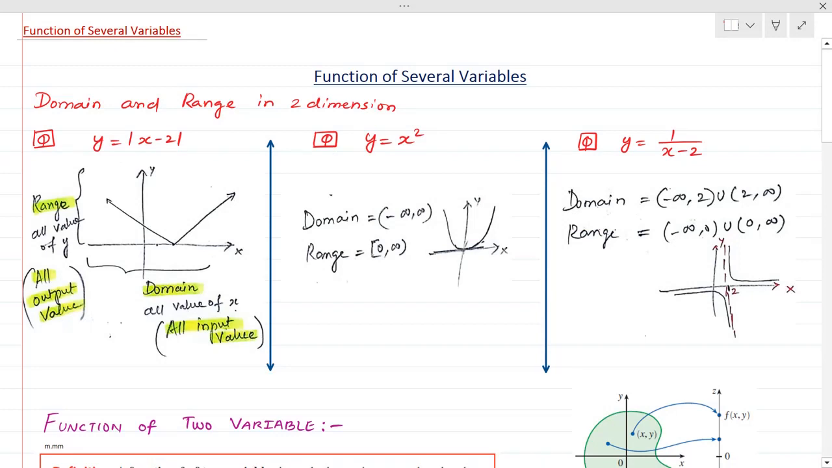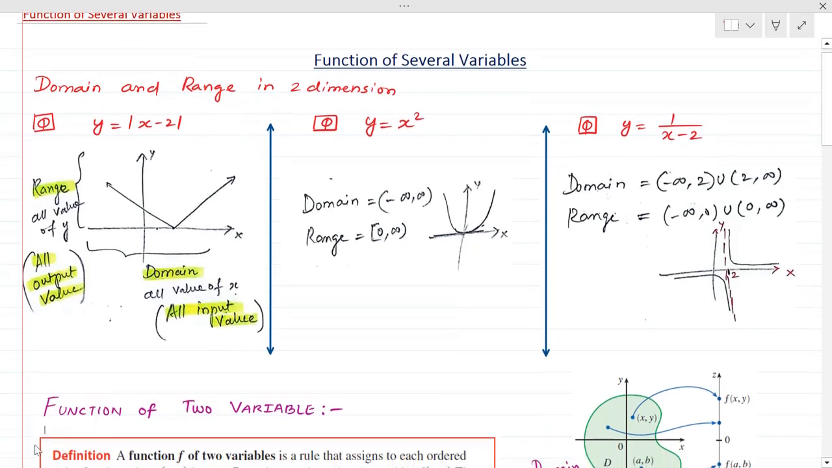In this video, we are going to discuss functions of several variables. The main part of this topic is the domain and the range in three dimensions. First of all, we have to understand what the range and domain are in two dimensions. Thereafter, we go to three dimensions. Now here we will have a domain and range. So what is the range and what is the domain?